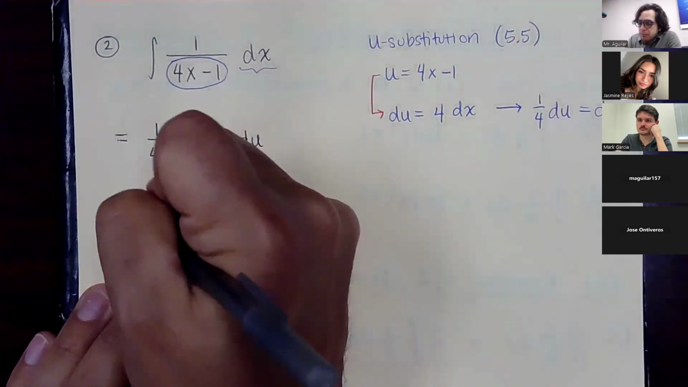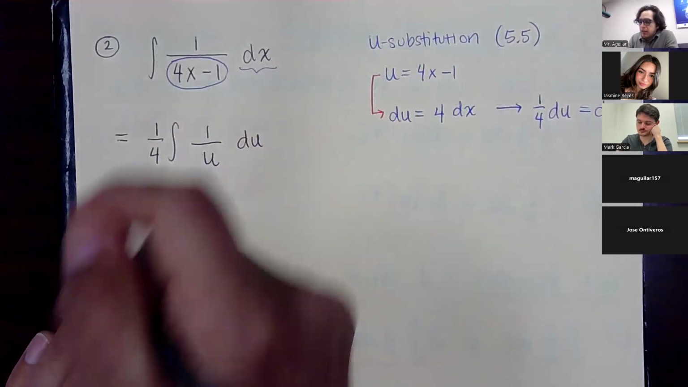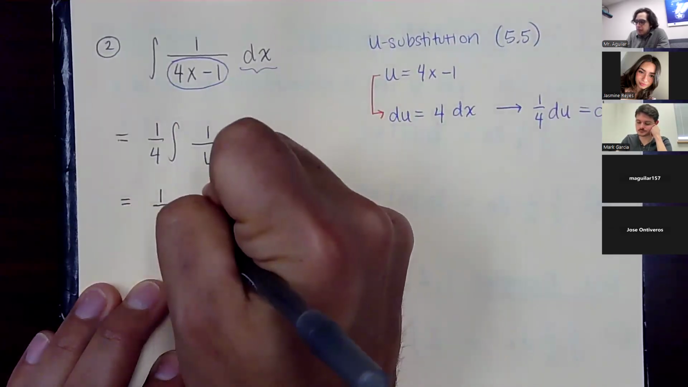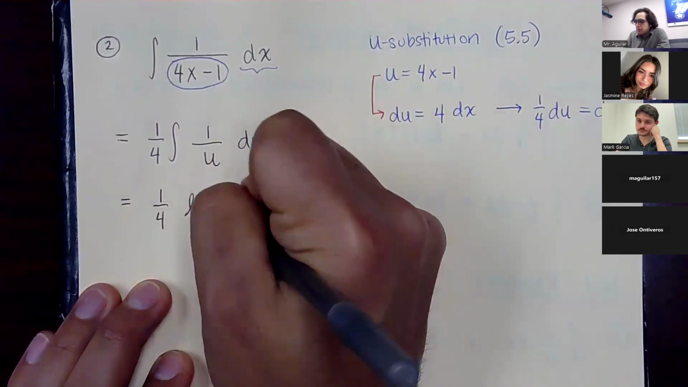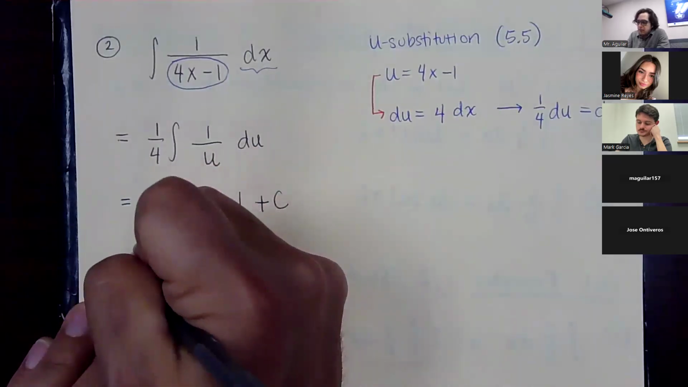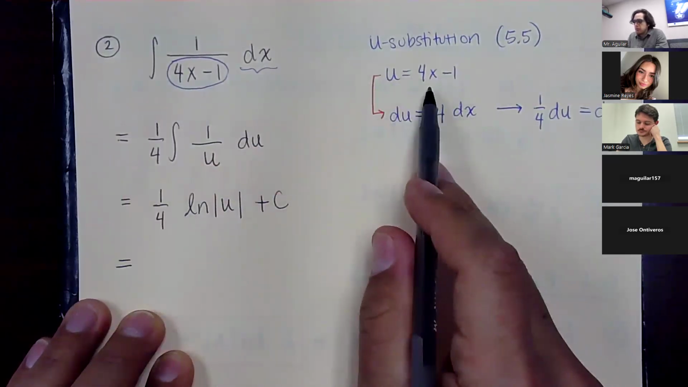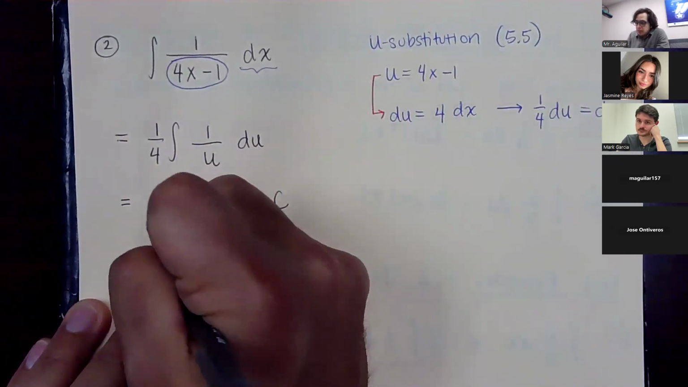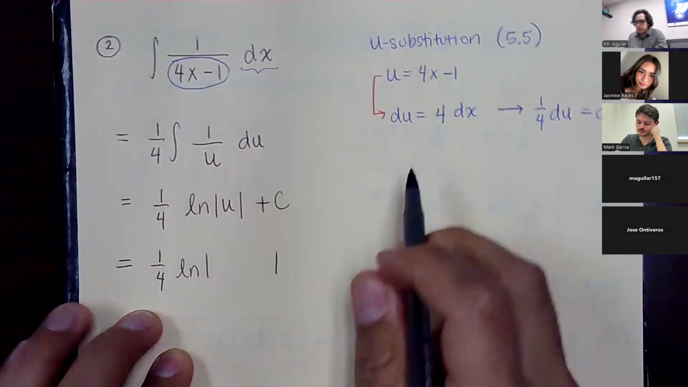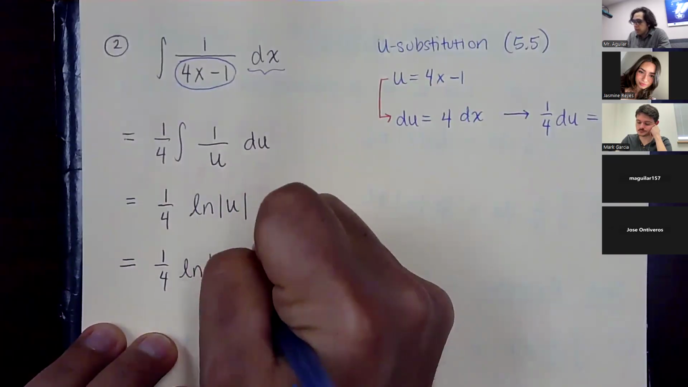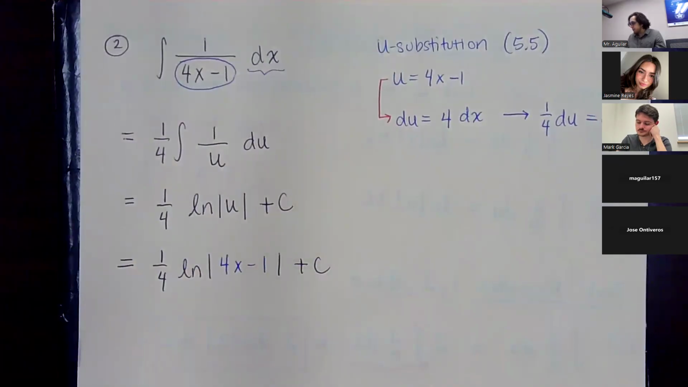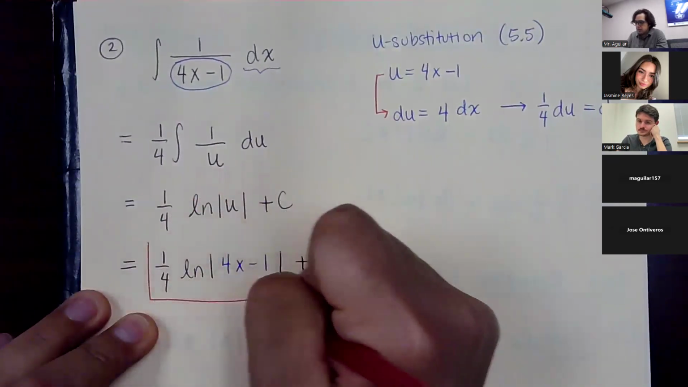But now that we have this, we can just use that integration rule that we have, which is 1/4 times the integral of 1 over u du, which is just going to be the natural log of the absolute value of u plus c. Okay. And then we want to go back to the world of our original variable x. So that's 1 over 4 times the natural log of the absolute value of u, and u was equal to this 4x minus 1, plus c. And that's it. We'll call it a day.